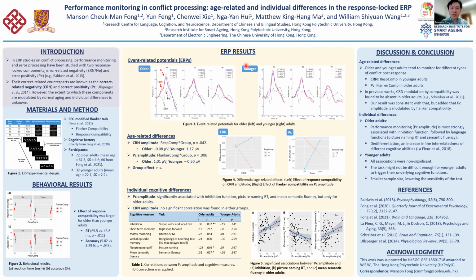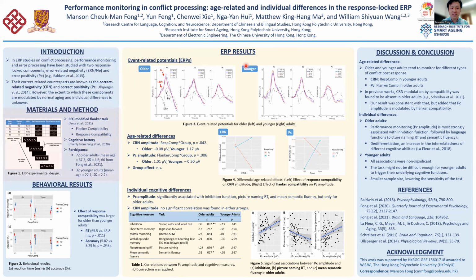They have been shown to be influenced by many factors related to performance monitoring, including pathological ones like alcoholism, OCD, etc. However, the extent to which these components are modulated by age and cognitive differences hasn't been determined. So last year, we published a paper in Brain and Language to report the associations of the correct positivity elicited during a modified flanker task with semantic fluencies in older adults.